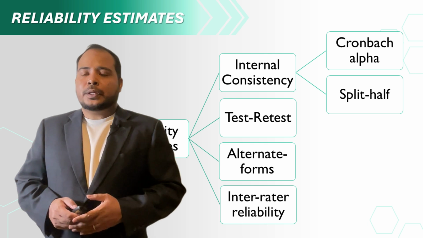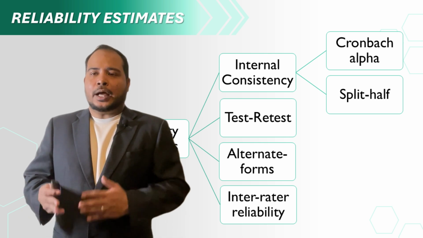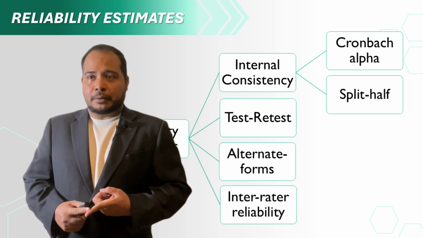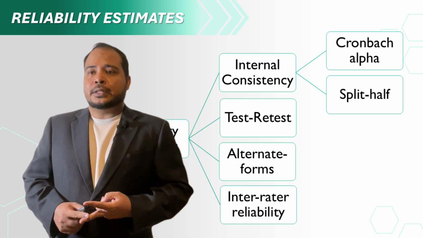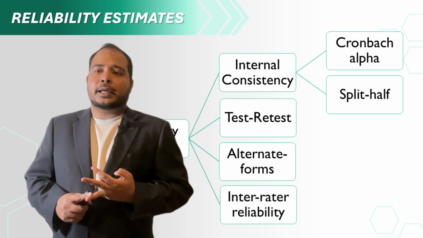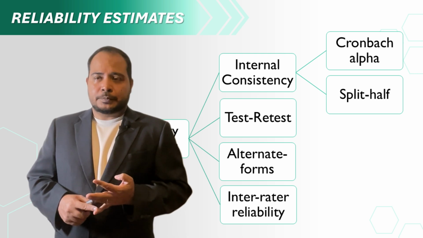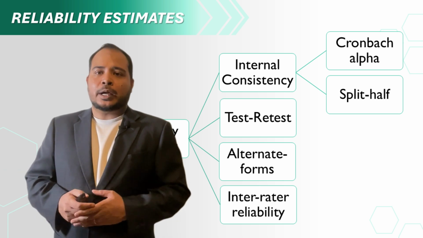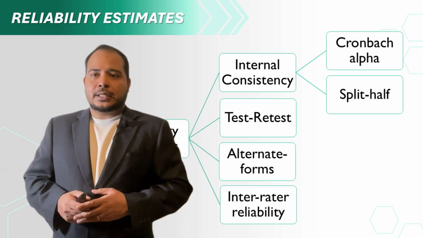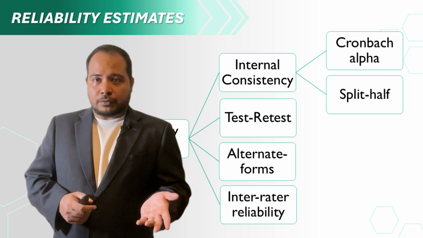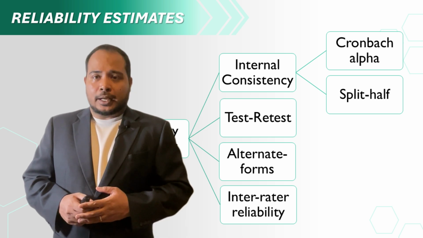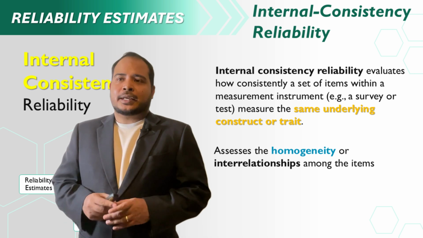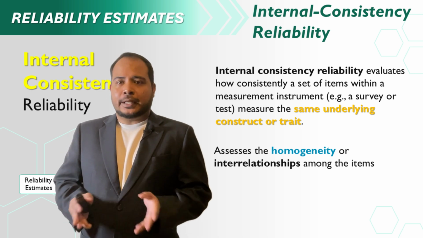Okay, in this subtopic, we are going to discuss four types of reliability estimates, which are internal consistency reliability, test-retest reliability, alternate forms reliability, and lastly, inter-rater reliability. Under internal consistency reliability, we are going to discuss two types, which are Cronbach alpha, as well as split half reliability estimate. Okay, first, let's discuss internal consistency reliability.